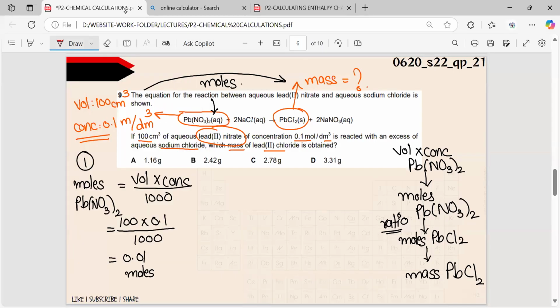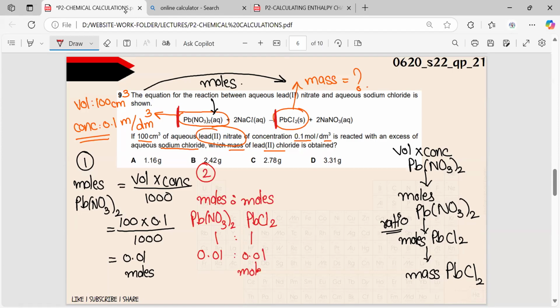After that, we'll do step number 2, in which we find the moles of lead chloride by taking the ratio between the moles of lead nitrate, Pb(NO3)2, and the moles of lead chloride, PbCl2. If we see in the equation, there is 1 mole of lead nitrate and 1 mole of lead chloride. So if 1 is giving 1, then 0.01 will also give 0.01 moles of lead chloride.